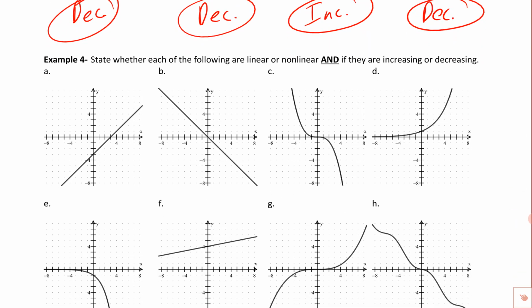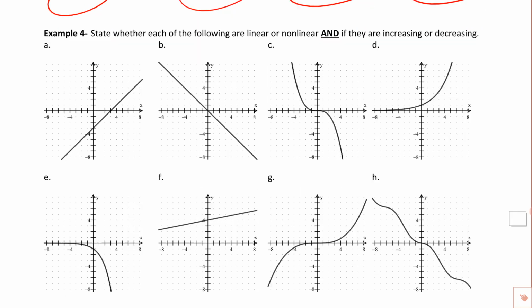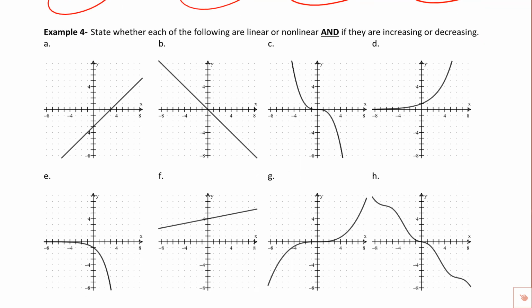Okay, and then it says, state whether each of the following are linear or nonlinear, and if they're increasing or decreasing. So we want to look at these and we want to say both on these: linear, nonlinear, increasing or decreasing. So we've got a line, so that's linear, and it's going up from left to right, so that's going to be increasing. We've got a line, so that's going to be linear, and it's going down from left to right, so that's going to be decreasing.